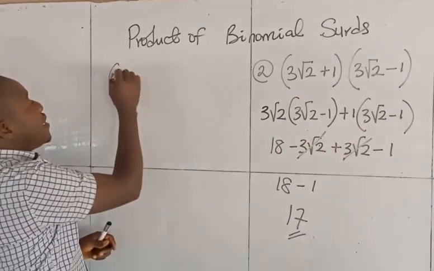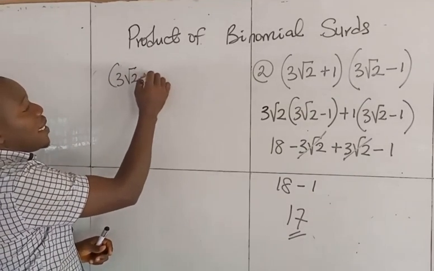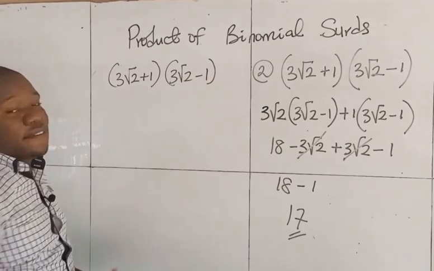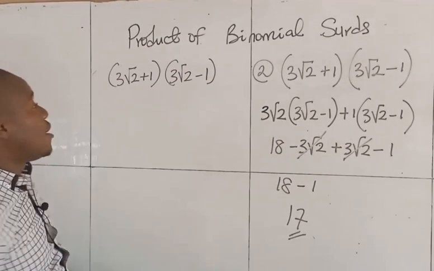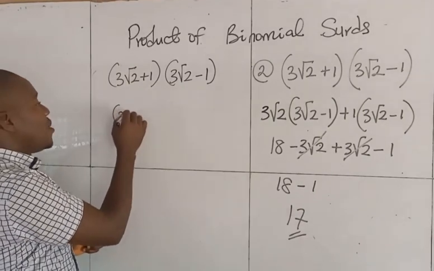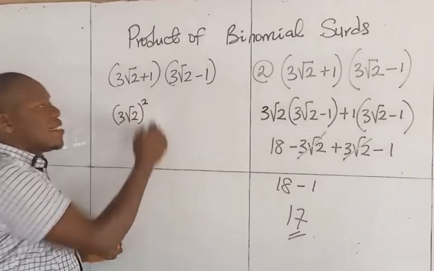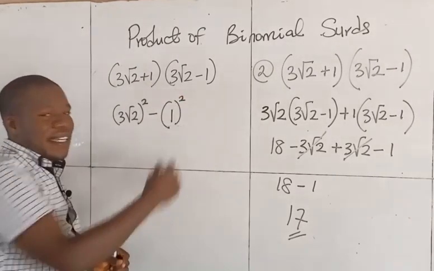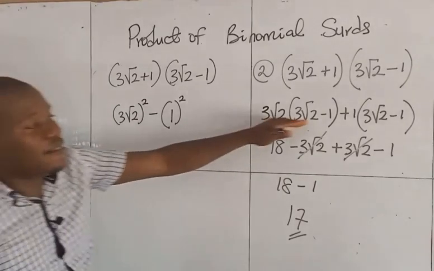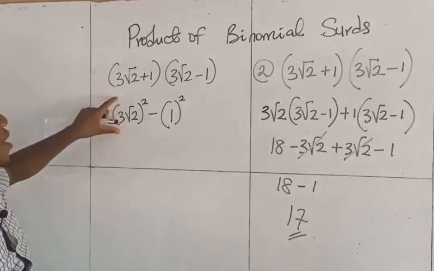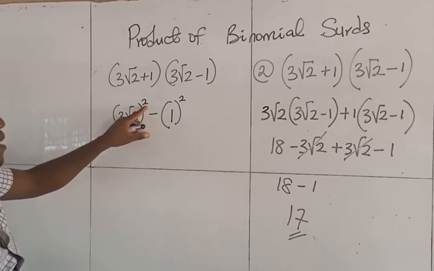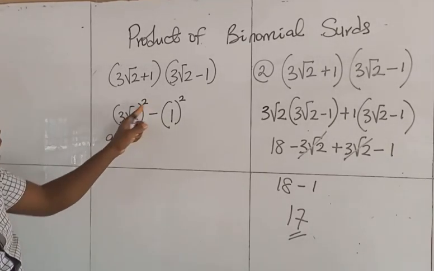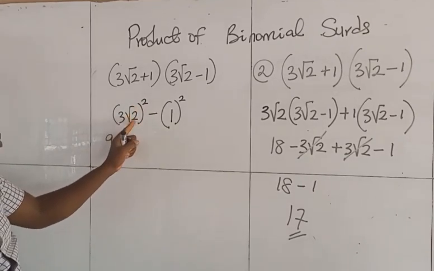So I have 3 root 2 plus 1, 3 root 2 minus 1. If I apply my difference of two squares without having to expand, I will just pick the first quantity, 3 root 2, and I will square it. And then minus. Pick the second quantity, 1, and I will square it. Difference of two squares. I didn't have to start expanding. So I square this now. 3 squared is 9. 9 dot means times. Root 2 squared, of course, square can cancel out square root. We are left with 2.